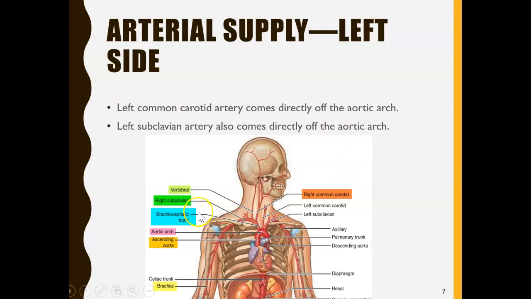So let's review again. On the left side, we have the same thing. We also have a left common carotid artery that goes towards the head and neck, and supplies the area on our head and neck. And we also have the left subclavian artery, which goes towards the left arm.